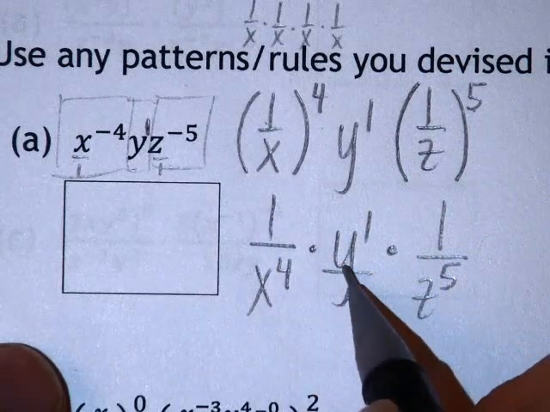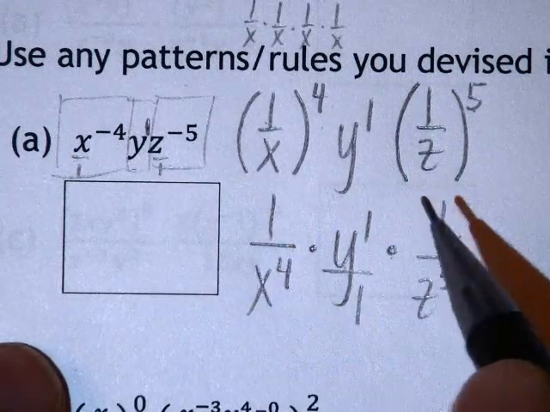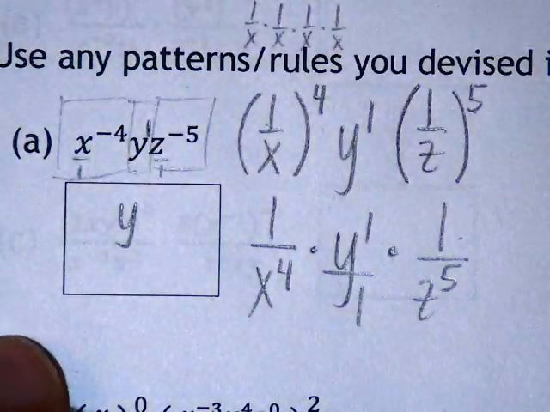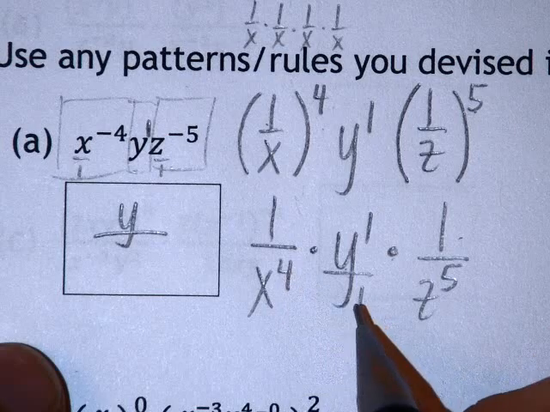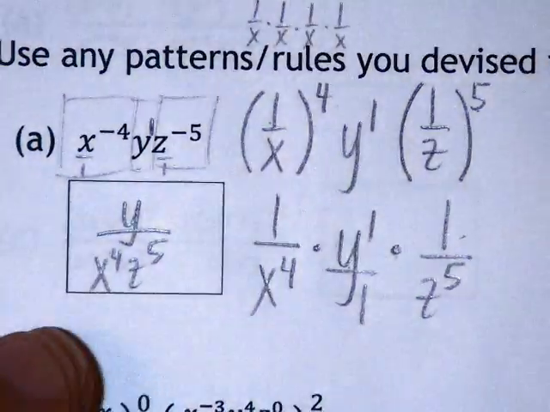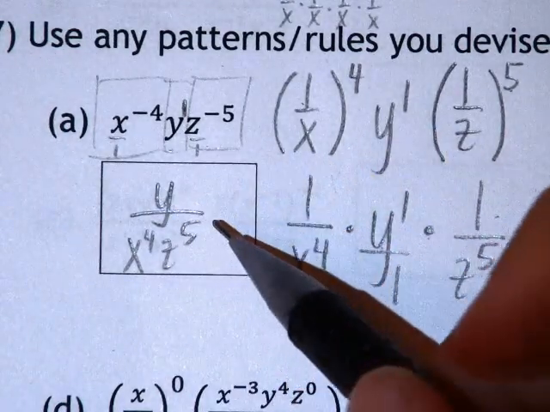1 times y to the power of 1 times 1 in all the numerators is just going to be y. Y to the power of 1 technically, but you don't even have to write the power of 1. And then on the bottom, x to the 4th times 1 times z to the 5th is x to the 4th, z to the 5th. So that looks a little bit more cleaned up, for sure.